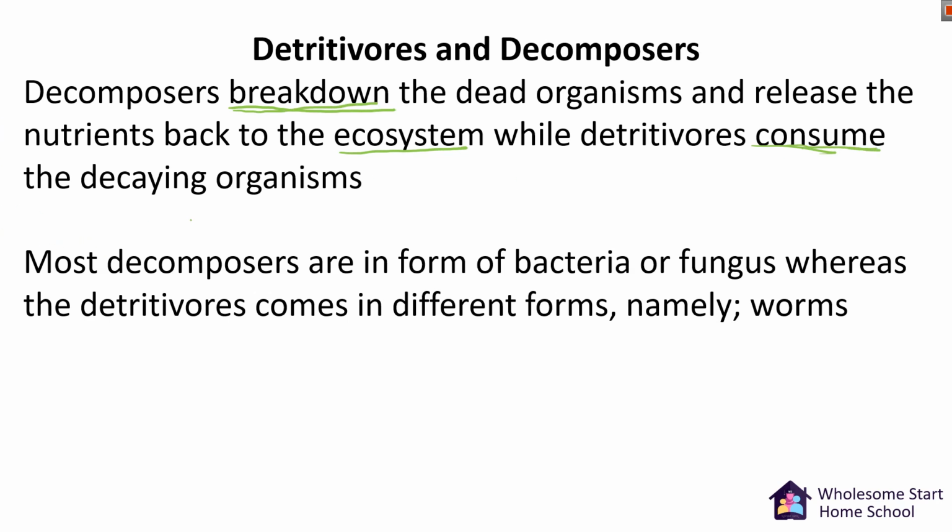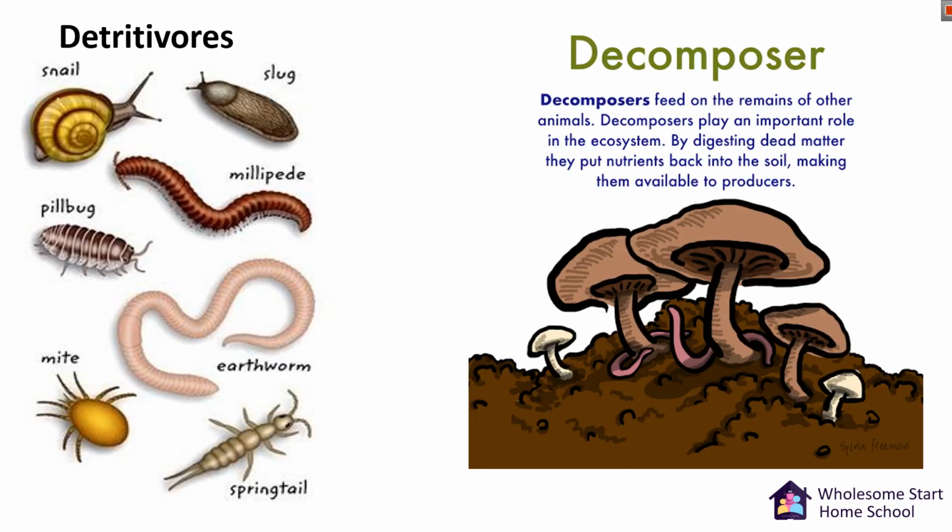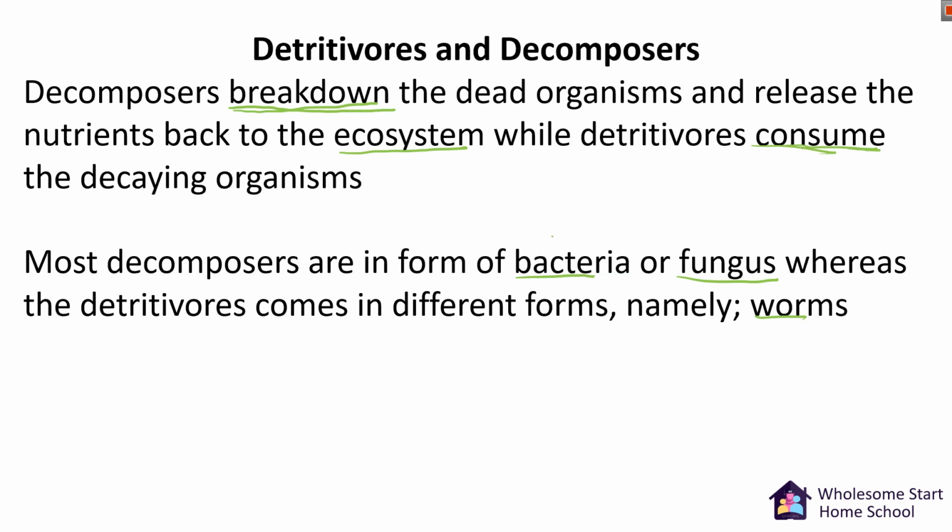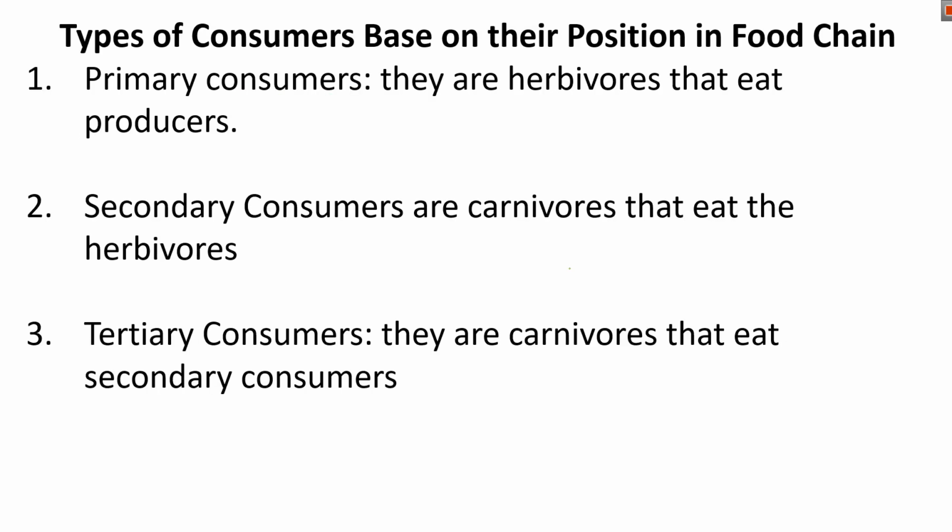Now we say that most decomposers are bacteria and fungi, or singular fungus. Detritivores come in different forms. Namely, we see worms, and you see some arthropods also. They are in different categories. You have worms, like what we have seen here. You see snail, annelids, slug, millipede. They are different. Decomposers are usually bacteria and fungus, or fungi, plural.